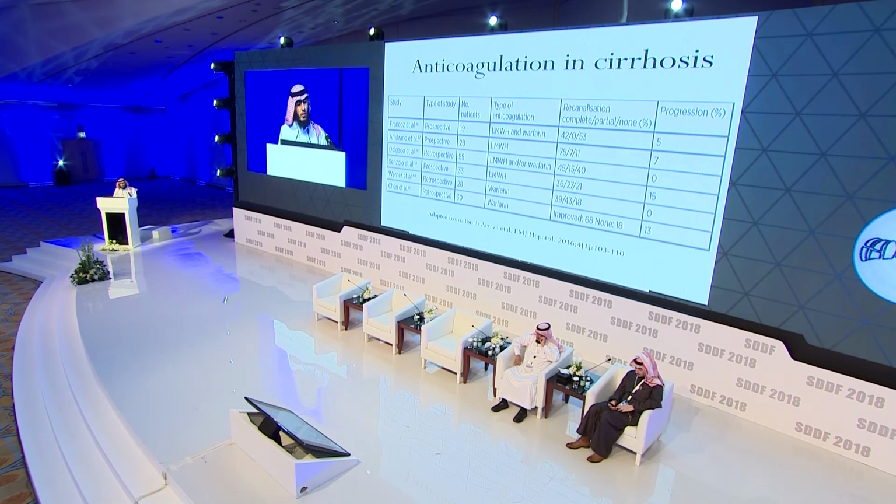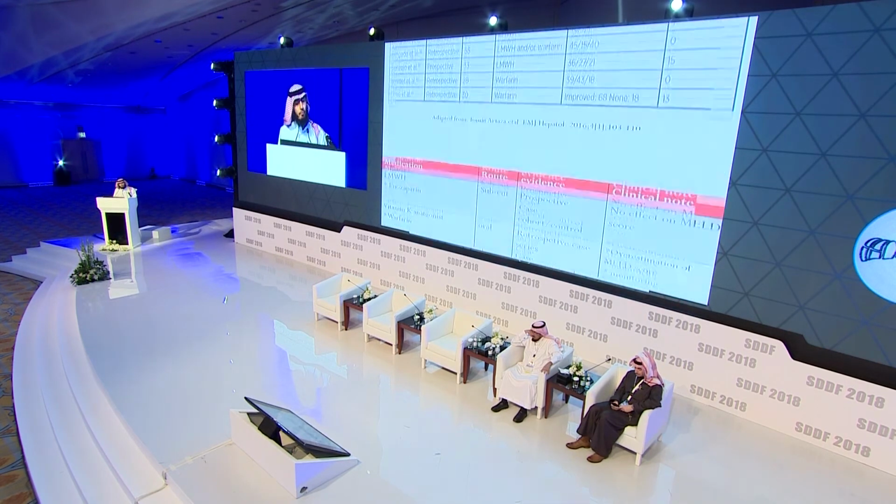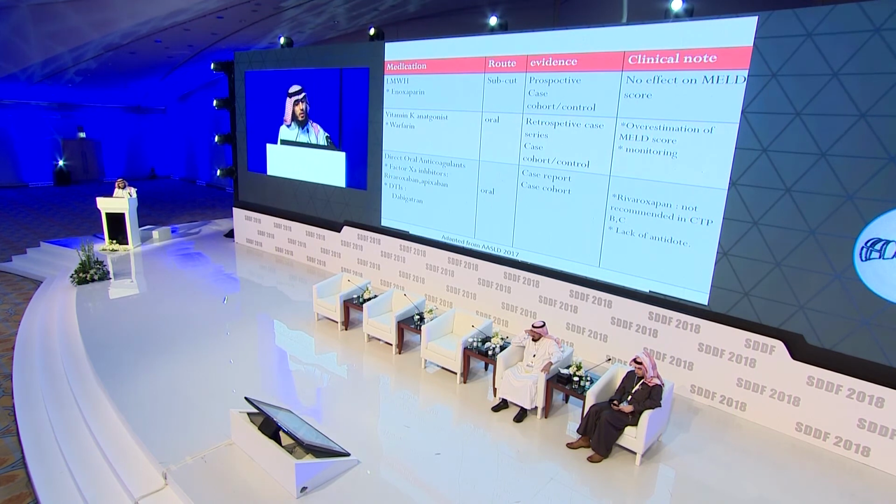This table represents the majority of studies done to address this question. As you can see, the types of study range from prospective to retrospective, the numbers of patients are really small, and the most extensively used type of anticoagulation in these studies is low molecular weight heparin. I am not going to go into the details of this table for the sake of time, but I am going to concentrate on the role of direct oral anticoagulants in patients with chronic liver disease.